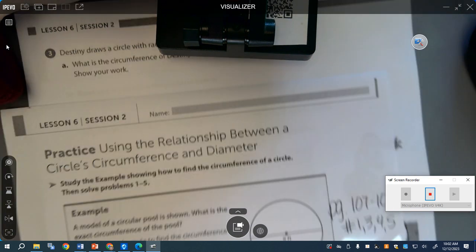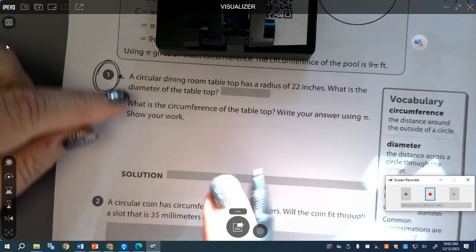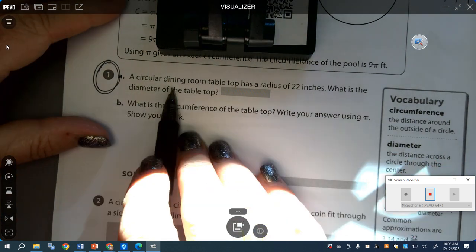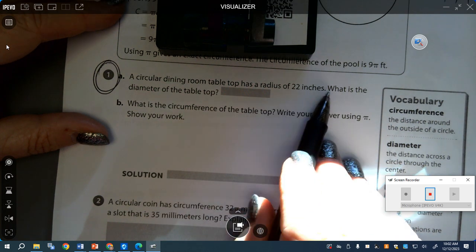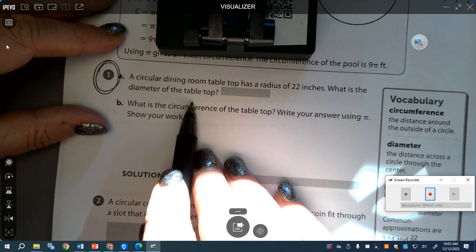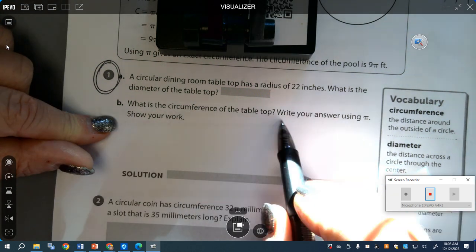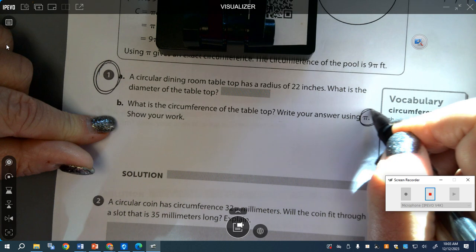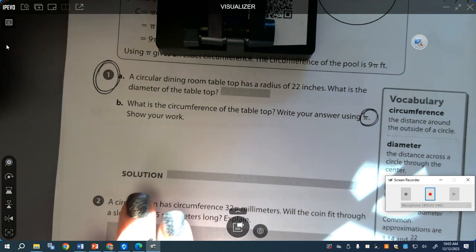I'm going to read through these. So, number 1 says this. A circular dining room table has a radius of 22 inches. A, what is the diameter? B, what is the circumference of the tabletop? Write your answer, leaving pi as the pi symbol. Okay, so that's number 1.